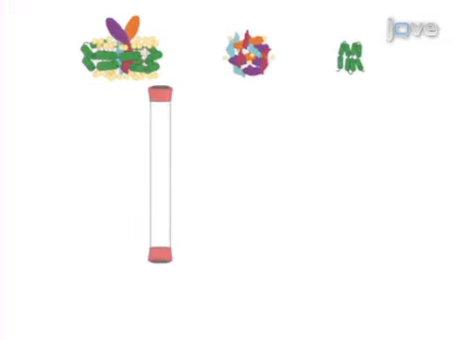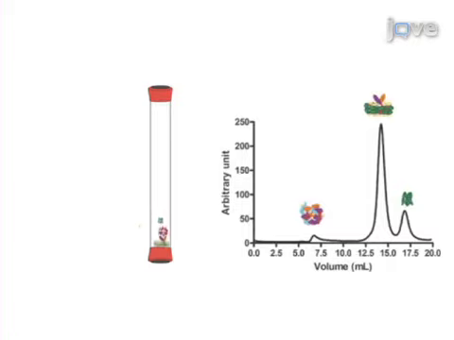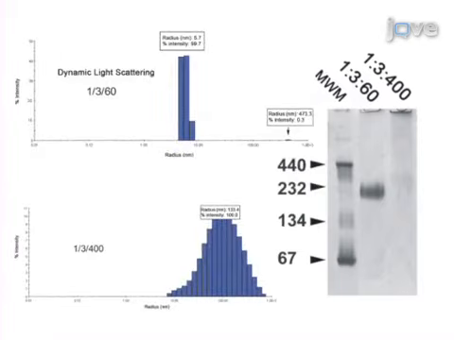The final step is to separate the properly formed discs from aggregates and unassembled scaffold proteins by gel filtration chromatography. Finally, the quality of the discs is assessed by native gel electrophoresis or light scattering spectroscopy.